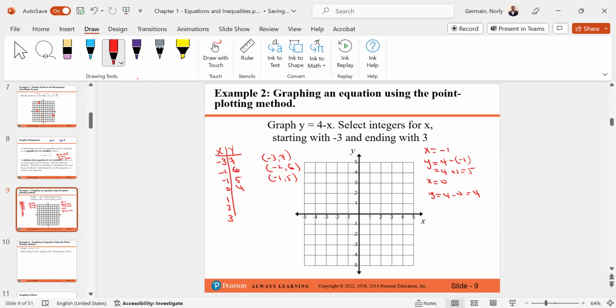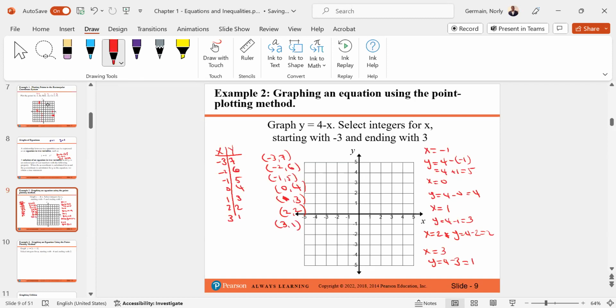So this would be (0, 4). If x is 1, y would be 4 minus 1. That's 3. So that would be (1, 3). If x is 2, y would be 4 minus 2, which is 2. So that would be (2, 2). If x is 3, y would be 4 minus 3, which equals 1. So that would be (3, 1).